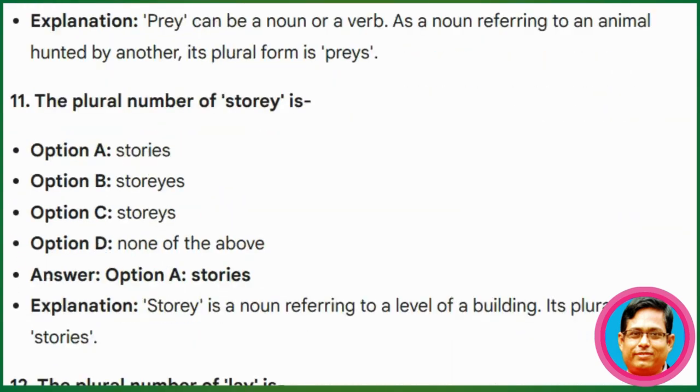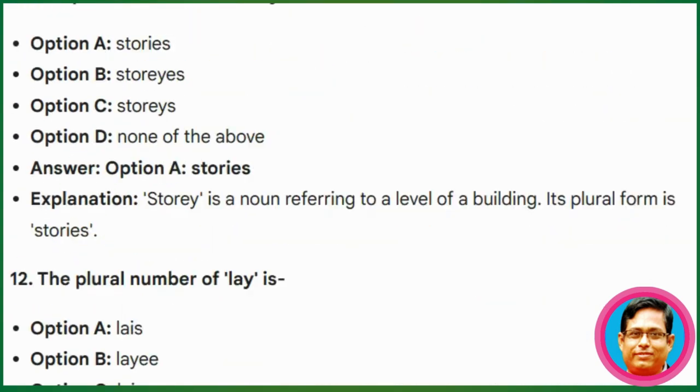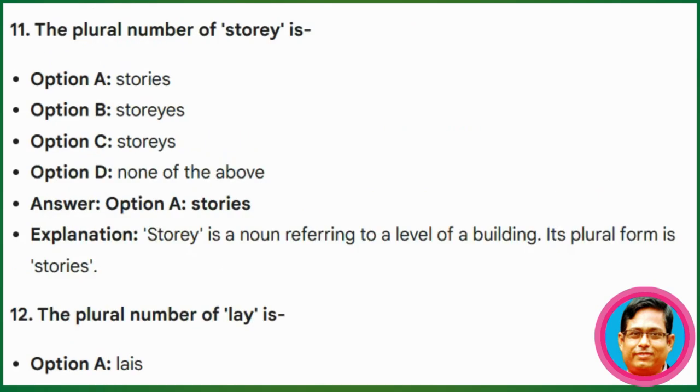11. The plural number of story is option A, stories. Option B, stories. Option C, stories. Option D, none of the above. Answer, option A, stories. Explanation, story is a noun referring to a level of a building. Its plural form is stories.